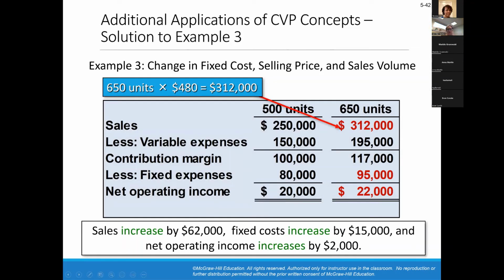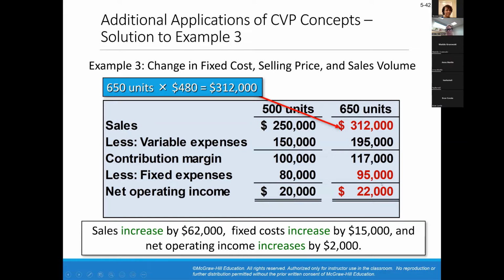All right. So here's the calculation for our 650 units times 480. So we're selling a little lower. It's 312,000. We still have 300 as our variable expense. Nothing changed there. So we would just take 300 times the 650 units to get the 195. So our new contribution margin is 117,000. Our new fixed expenses, because we added that 15,000 in for advertising, we're going to do a 95,000 fixed expense.